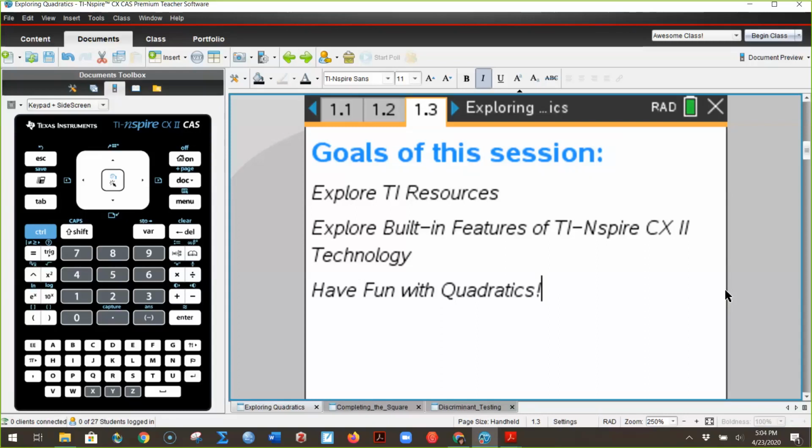And then we're also going to do some problems with quadratics using just the built-in features of the TI-Nspire CX technology. And so I'm focusing mainly on the software, but obviously this stuff can be done on the handhelds as well as the iPad as well. So it's kind of nice. And then of course, the major goal of the session is to have fun with quadratics.